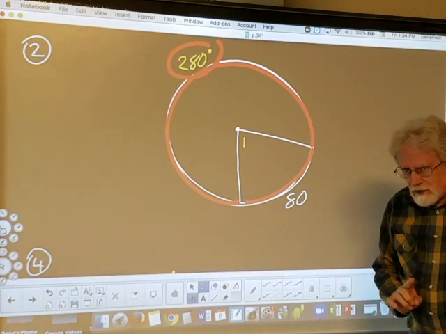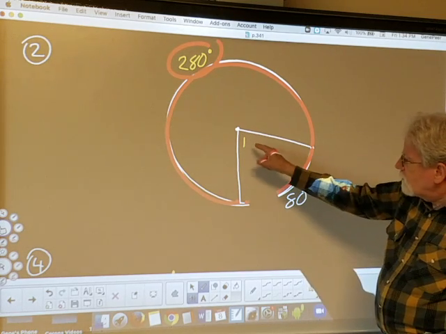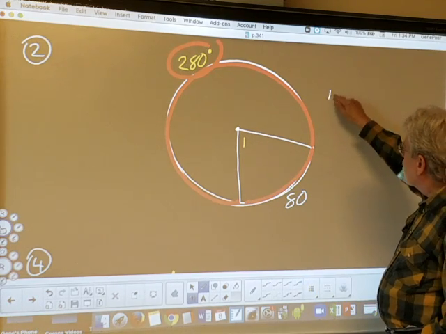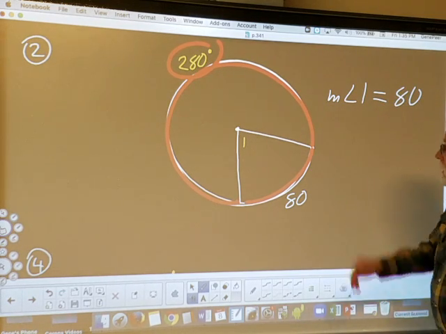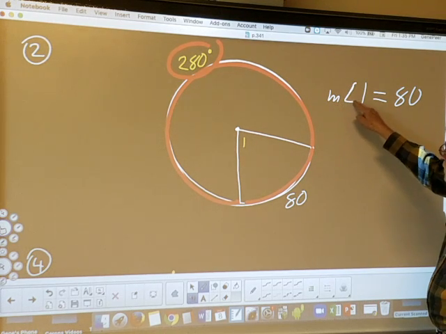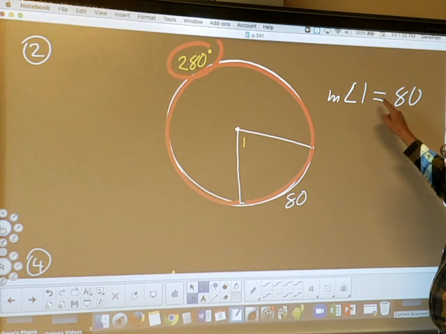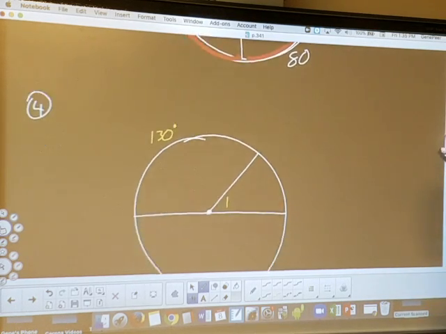And then by the definition of arc measure, the arc measure is equal to the central angle measure. So the measure of angle 1 must be 80. And please note the symbolism we use here, the little m for measure of, and the angle symbol: measure of angle 1 equals 80.